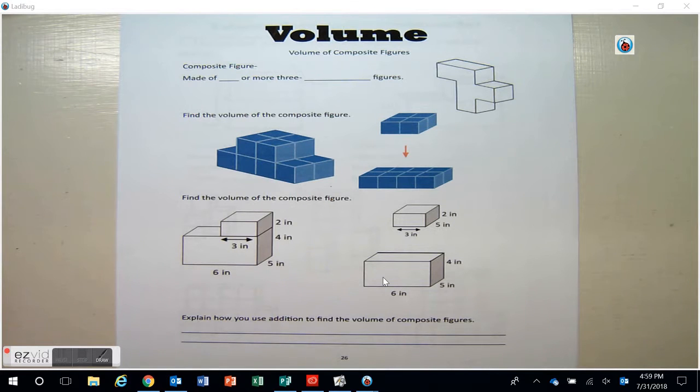Welcome back, everybody. Today we will build and find the volume of composite figures.